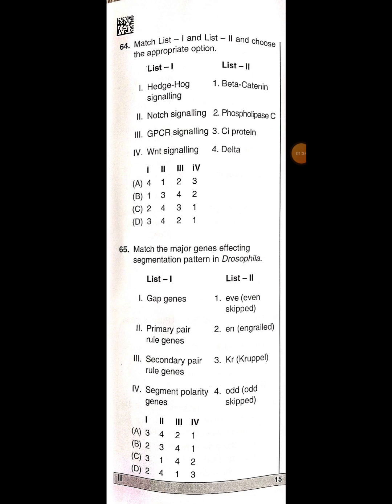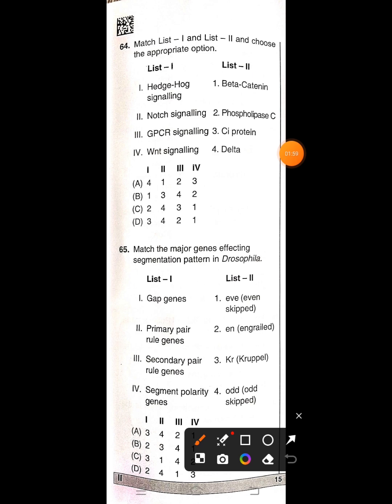Match list 1 with list 2. Here also you have to match list 1 with list 2. So I'm going to give you list 1: hedgehog signaling, Notch signaling, GPCR signaling, WNT signaling. List 2 consists of beta catenin, phospholipase C, CI protein, delta. So you have to match list 1 with list 2. I'm going to give you the answer first. D is the correct answer.